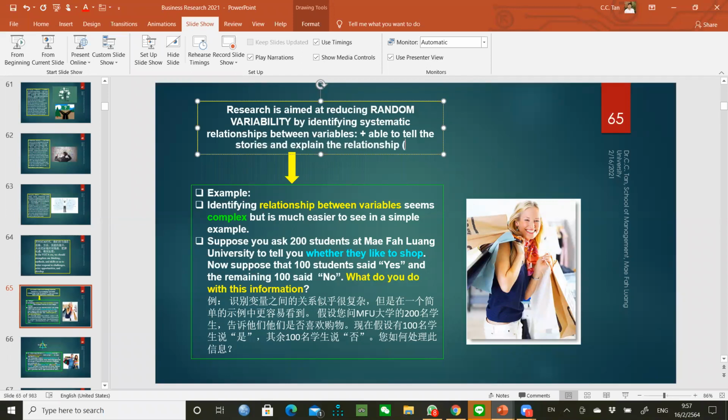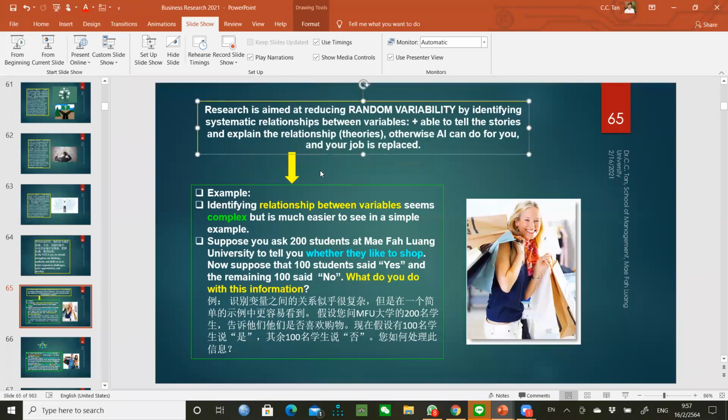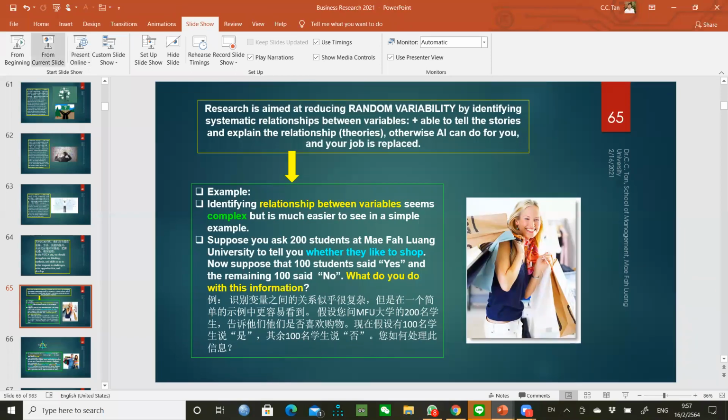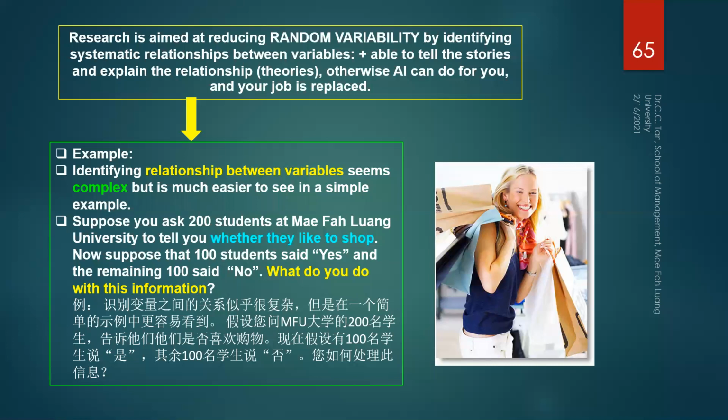And this is theory. Otherwise, artificial intelligence can do it for you, and your job is replaced. Okay, your job is replaced. So make sure we understand this: being able to tell the stories and explain the relationship is called theory. Otherwise, artificial intelligence can do it for you, and your job is replaced.